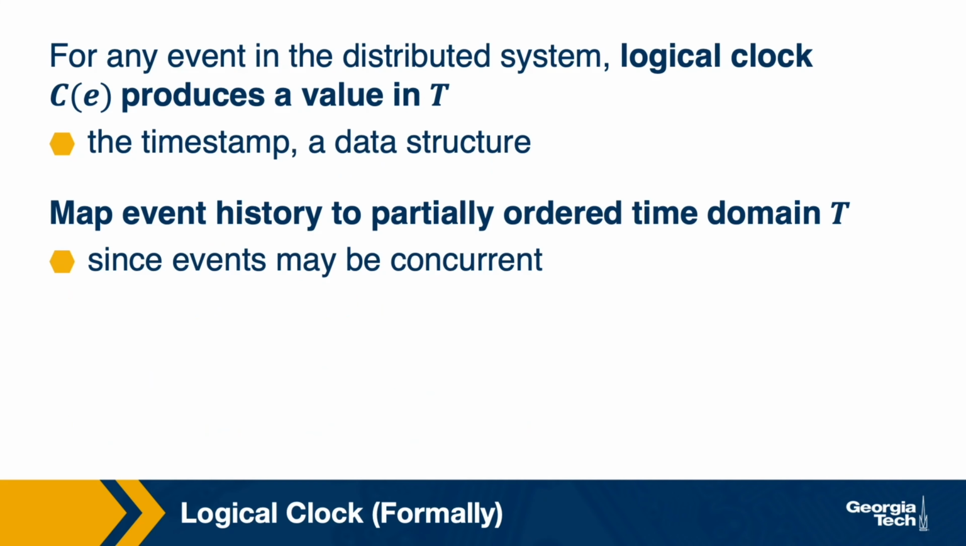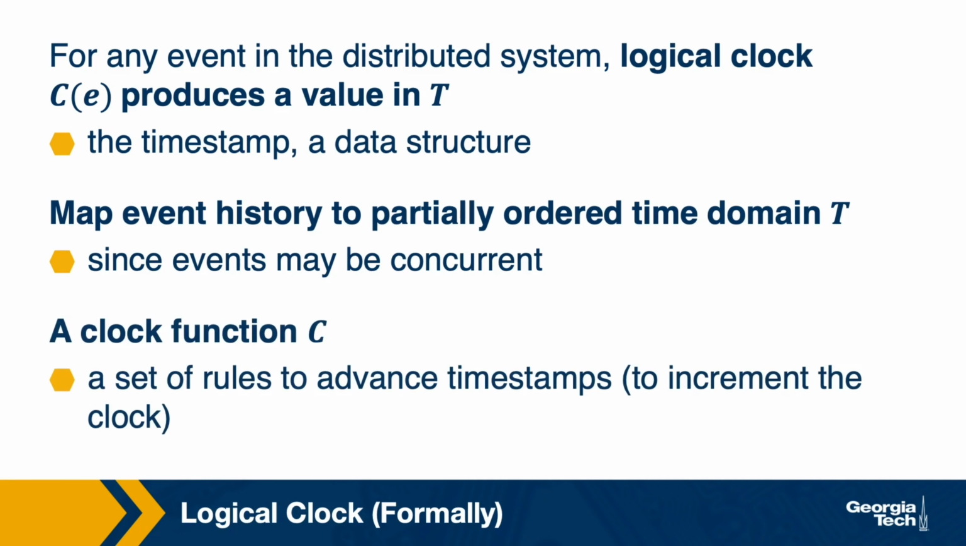So a logical clock then is used to timestamp events in a way that maps the history of the execution of the process to a partially ordered time domain T. The clock function is a set of rules that must be followed to produce proper, consistent timestamps. To implement a logical clock, we must decide on the data structure used to represent the timestamps and the rules that will be followed to advance time.